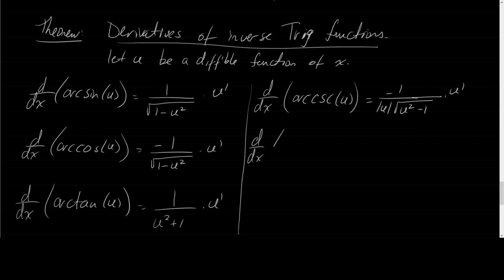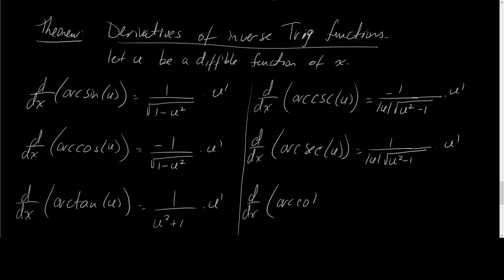The derivative with respect to x of arcsecant of u is 1 over the absolute value of u, square root of u squared minus 1 times u prime. And lastly, the derivative with respect to x of arc cotangent of u would be negative 1 over u squared plus 1 times u prime.